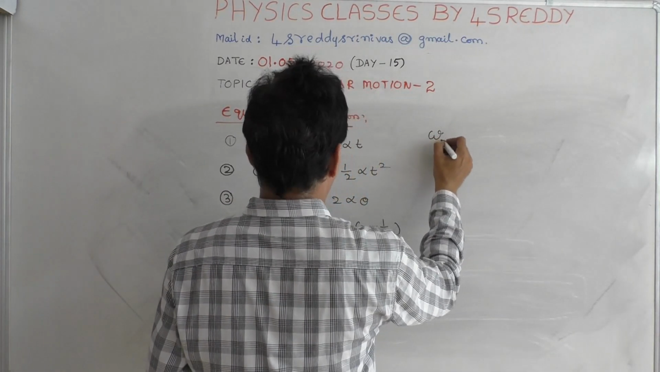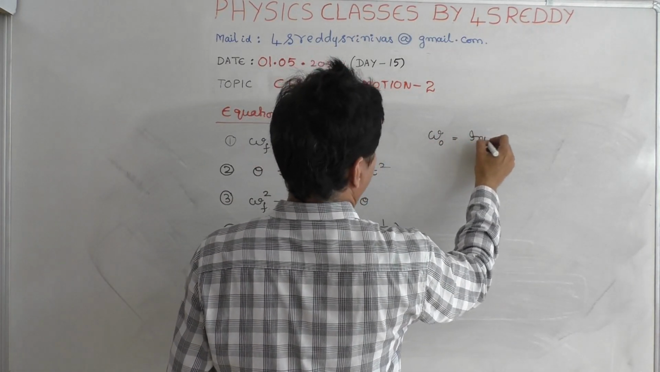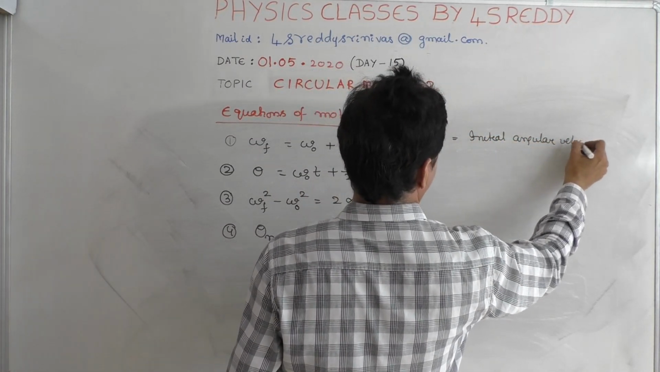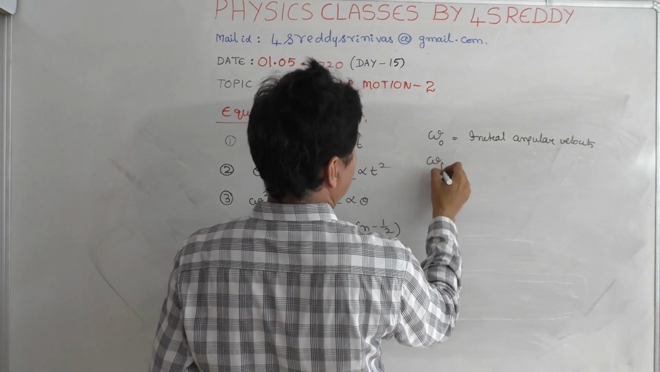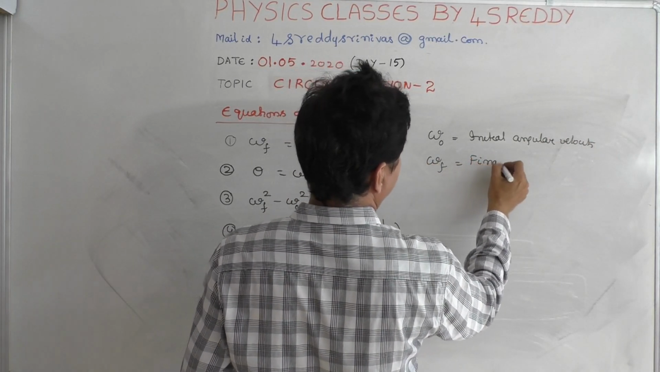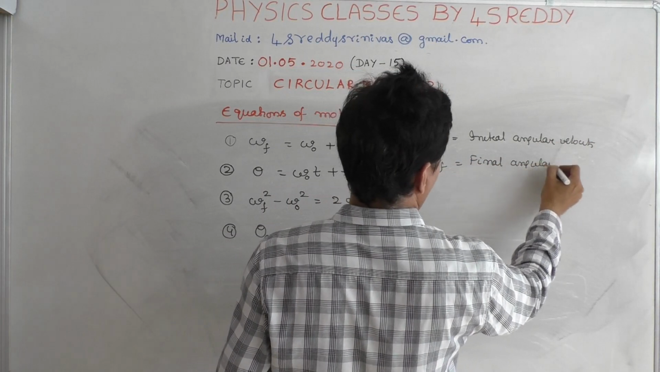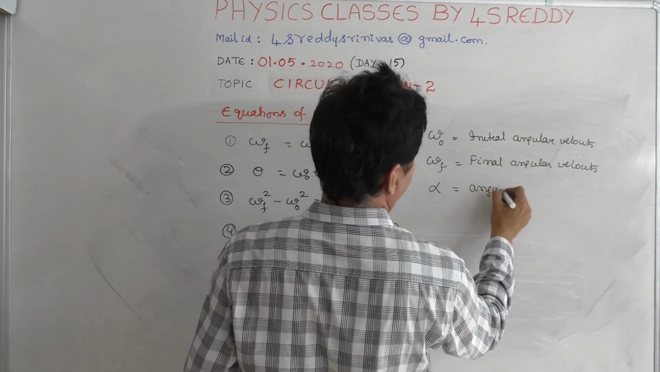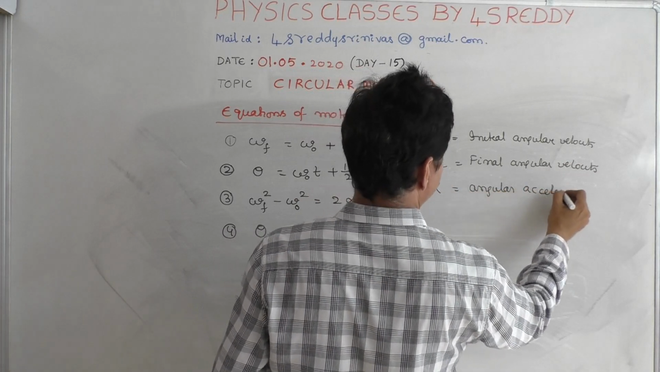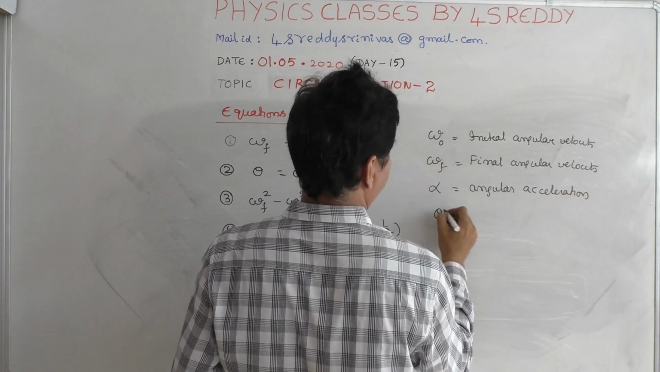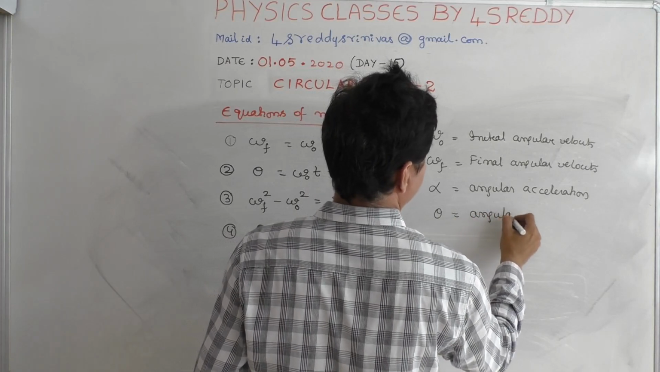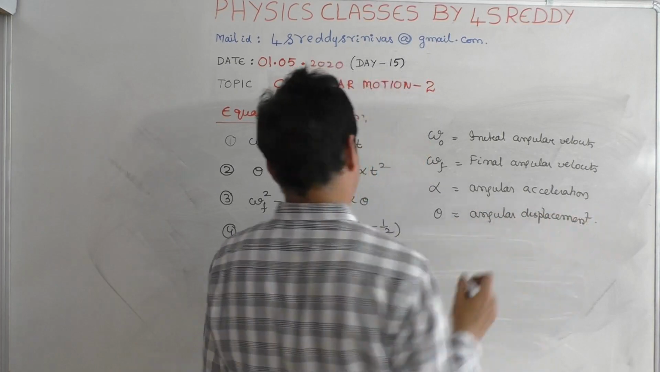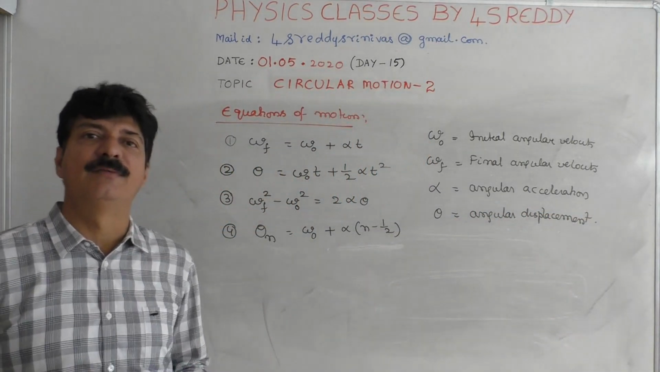Here omega naught is the initial angular velocity, omega f is the final angular velocity, alpha is the angular acceleration, and theta is the angular displacement. These are the standard forms that we have in this.